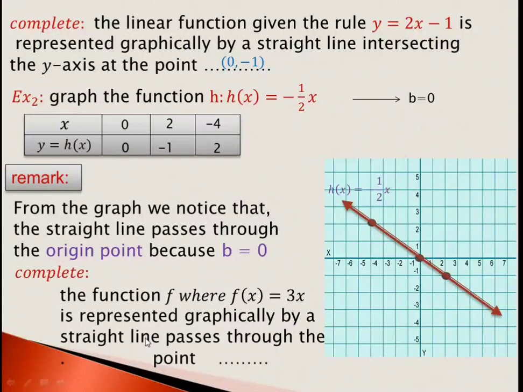Complete. The function f, where f of x equals 3x. This is a linear function because the highest power here is 1 and it is of first degree. It is represented graphically by a straight line that passes through the point what? Here the coefficient of x is 3, so a equals 3, but b doesn't exist. The absolute term here doesn't exist. So that means the straight line passes through the origin point, and its coordinates are (0, 0).